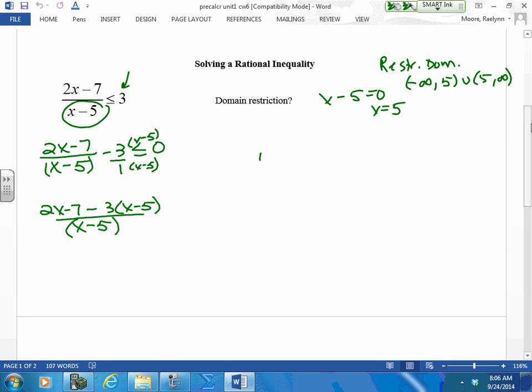We've got 2x minus 7, and we're going to distribute a negative 3. Minus 3x, good, plus 15. Keep this over your x minus 5. And collect your left terms. What's a positive 2x and a negative 3x? What's a negative 7 and a positive 15?